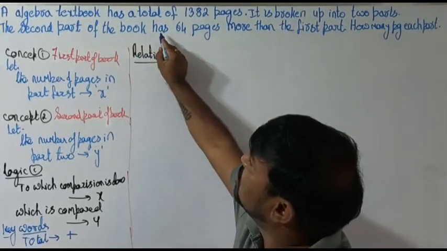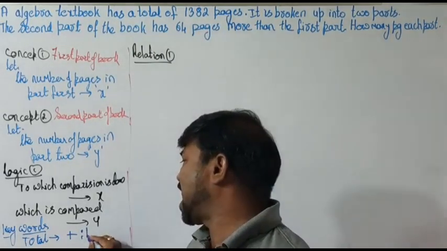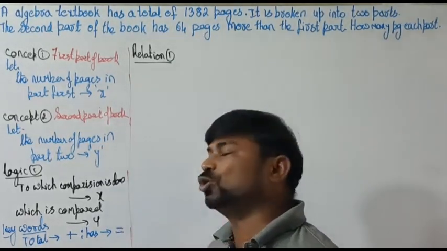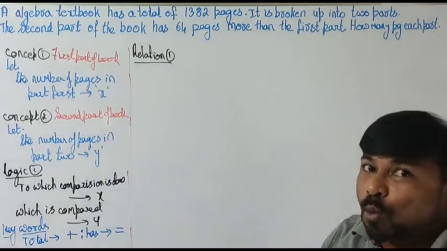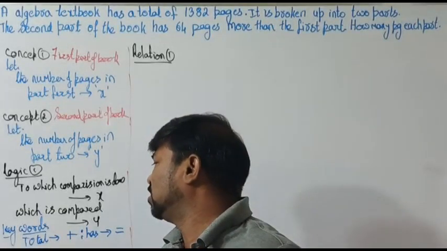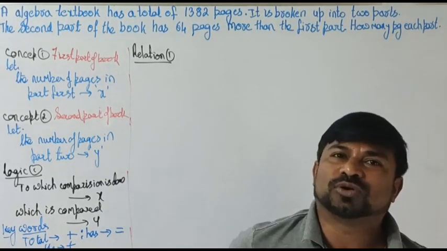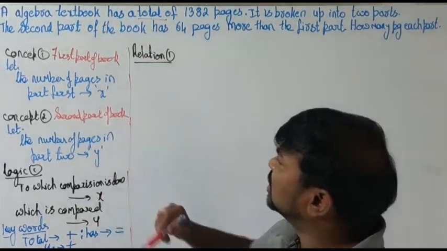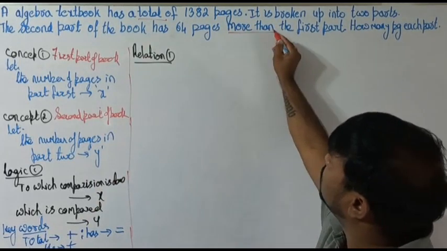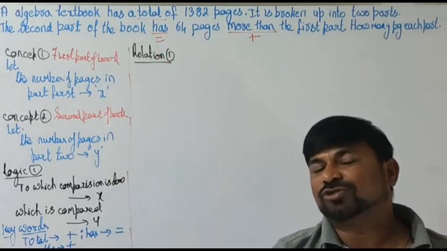And the next one. What's the meaning of the word has? You have to remember, whenever you come across the word has, it's nothing but equal to. Has means equal to. And the next one, more than. What is the keyword for more than? More than is also plus. These are the keywords we have to remember. We are having three keywords here: total is nothing but plus, more than is nothing but plus, and has is nothing but equals.